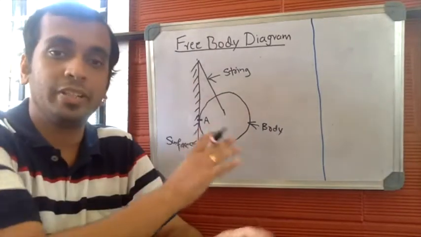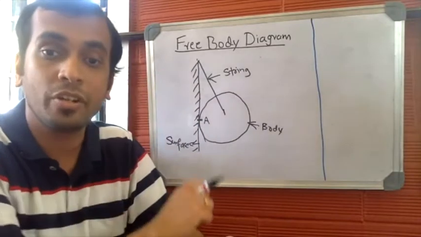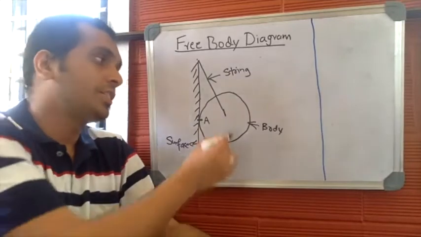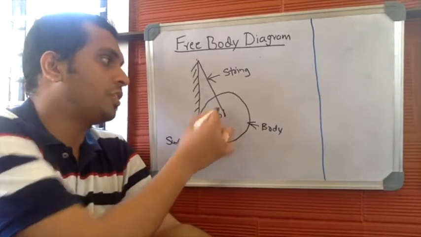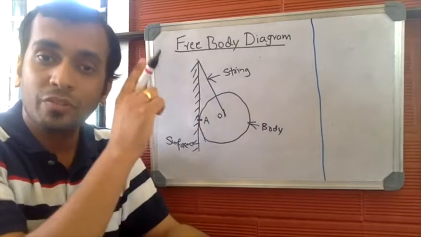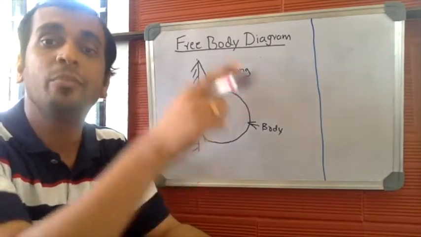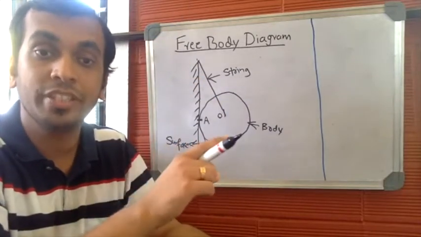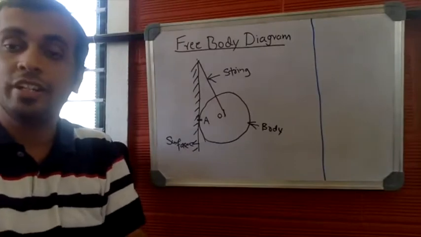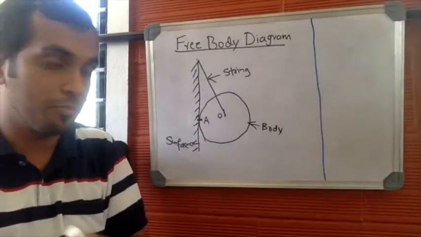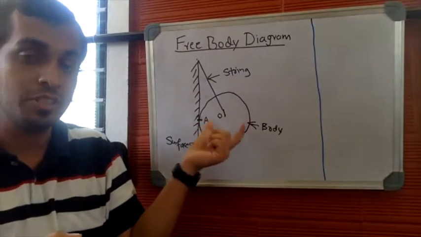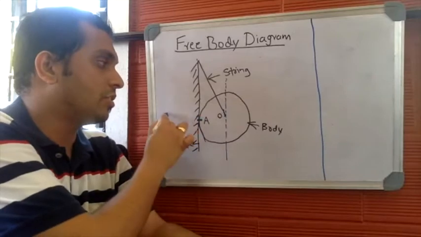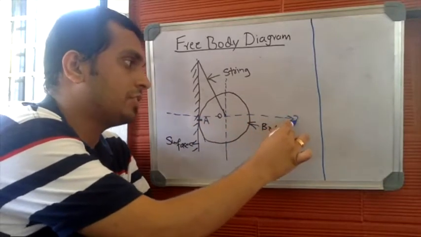Now this is the given arrangement, and step number one in drawing the free body diagram is to identify the center of the given object or body. Let me mark the center as well. Step number one is to identify the center of the given body or object and to draw the coordinates with respect to the center. This is a circular body here. You're supposed to identify the center and draw the coordinates with respect to the center, x and y axis.